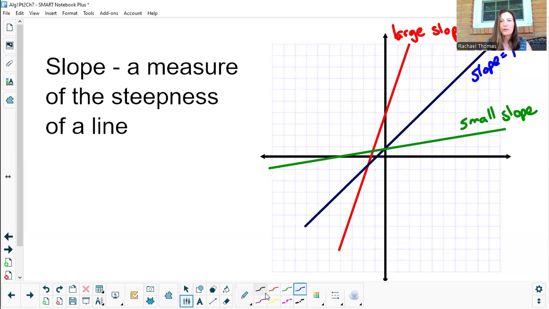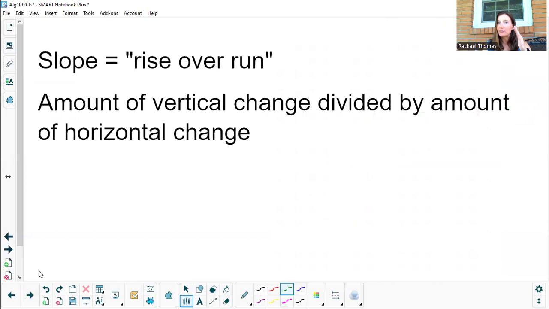The slope of a line is a measure of how steep it is. So if we look here at this red line, it's a very large slope. It's very steep. That might be a slope of 5 or 6. This green one has a small slope. That might be like 1/5 or 1/6. And then this blue line in the middle has a slope of 1. Larger numbers of slope correspond with steeper lines.